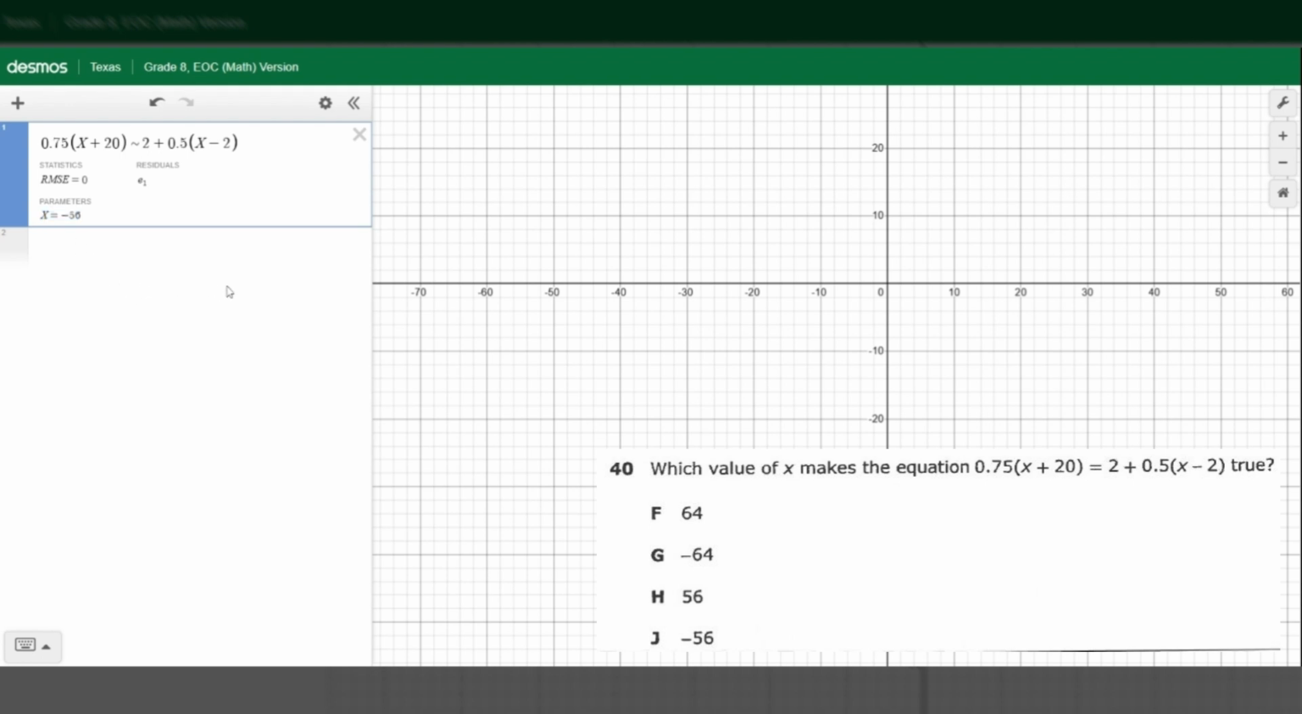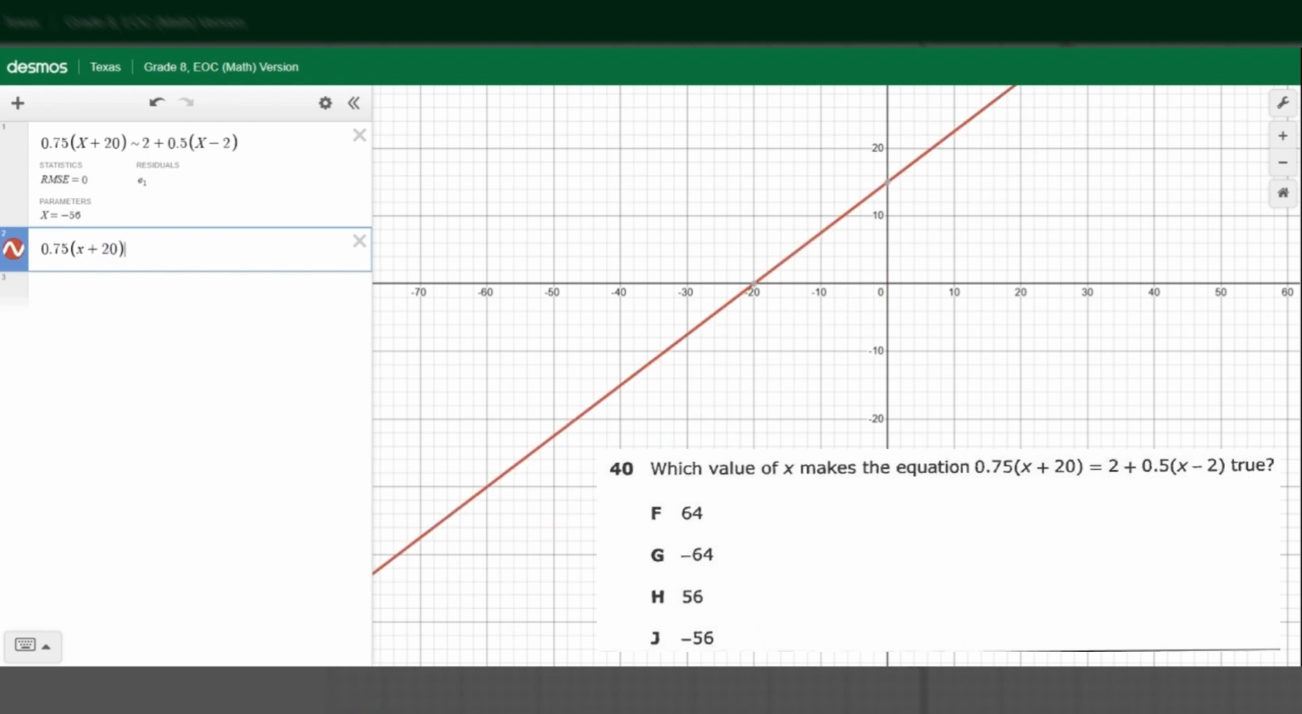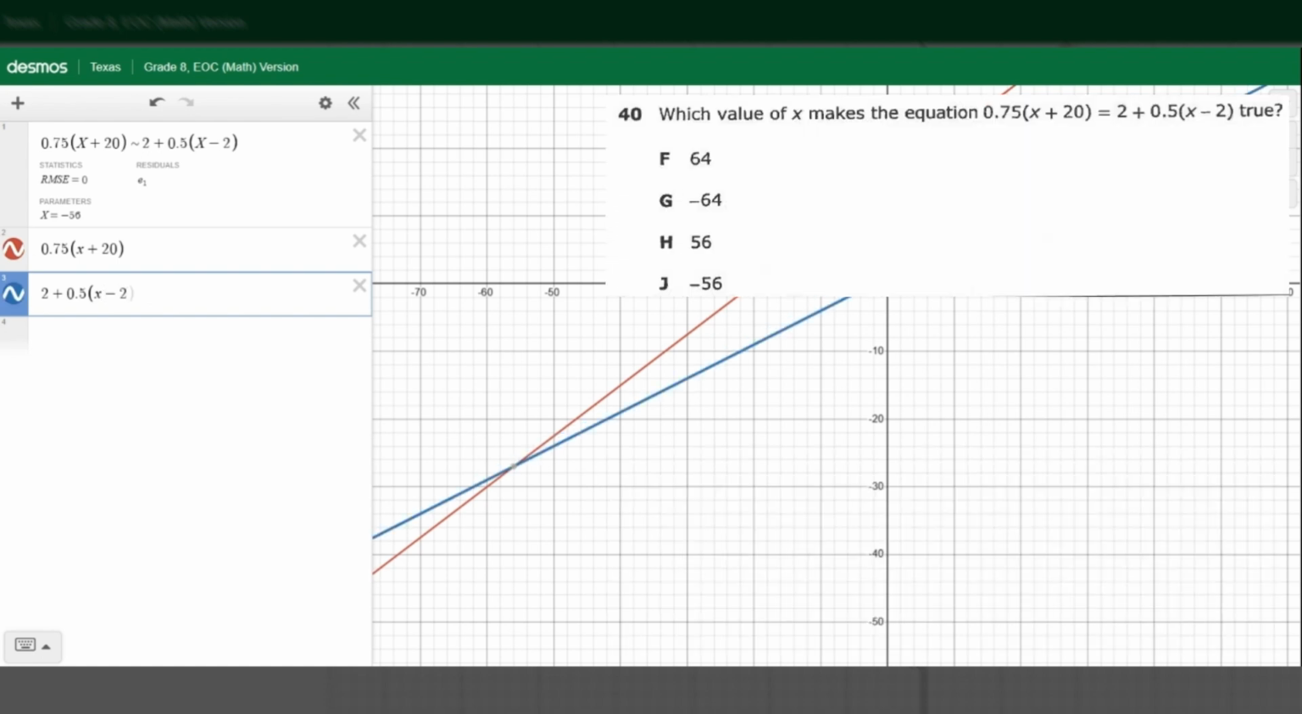Now, the other way to do this is to verify. So I'm going to type this, okay, 0.75. This time I'm going to use small letter x plus 20. And then the other equation is this one here, 2 plus 0.5 small letter x minus 2. And it gives me two lines.